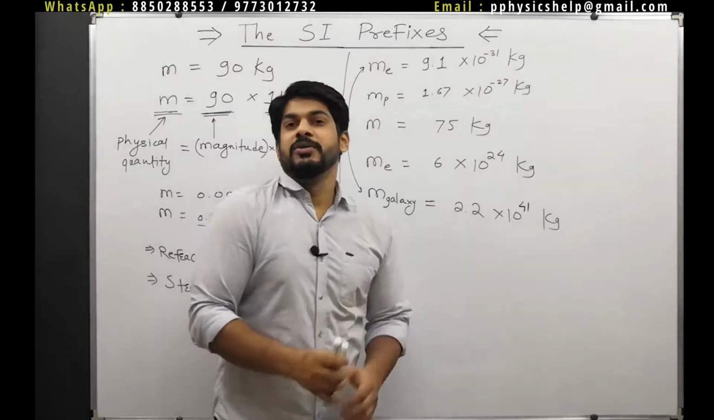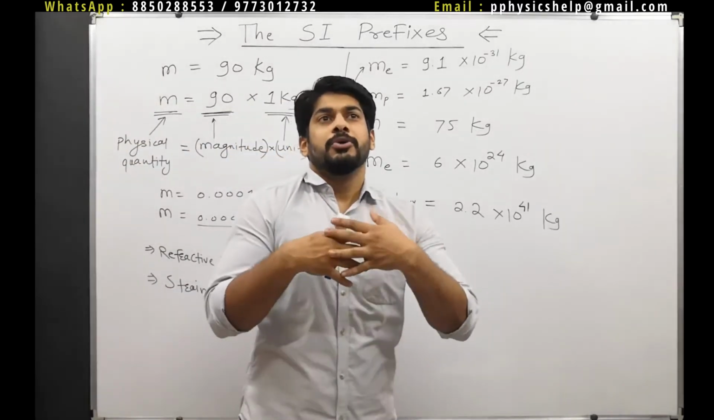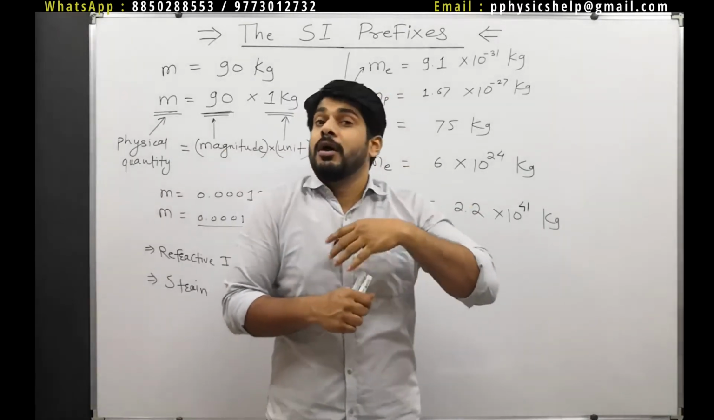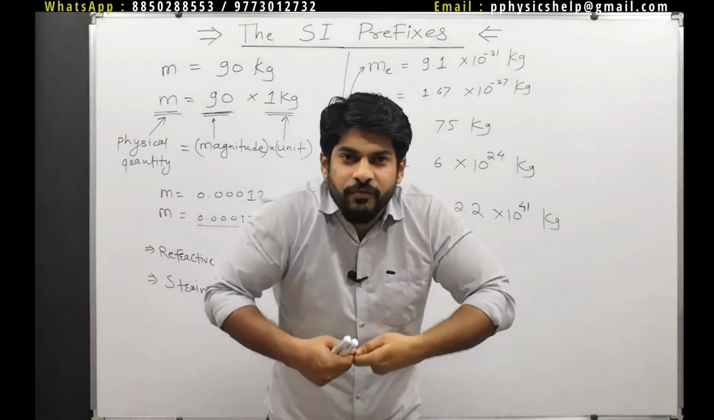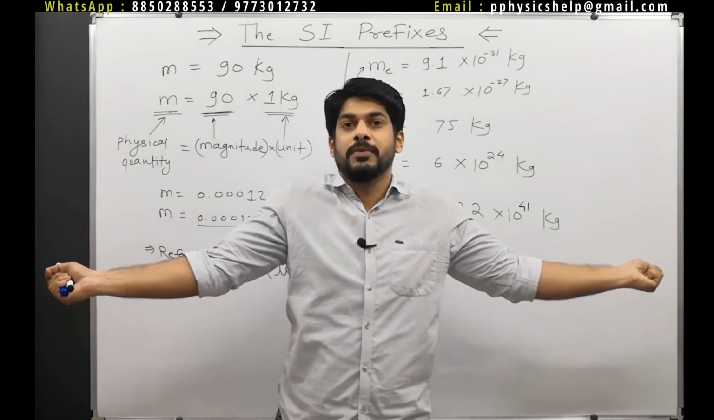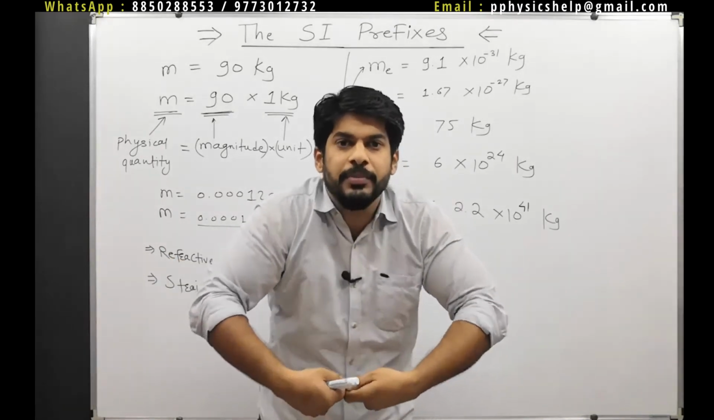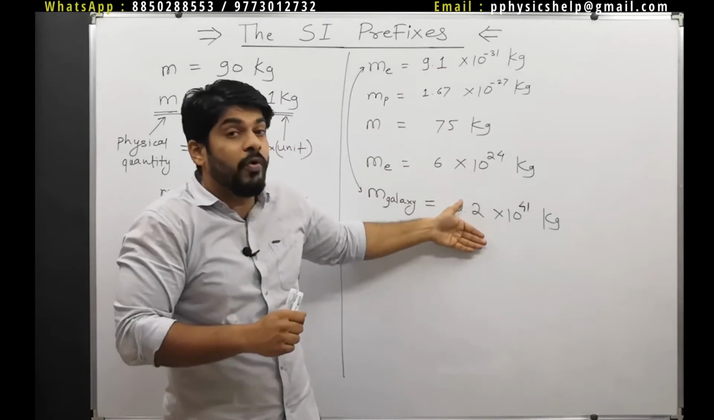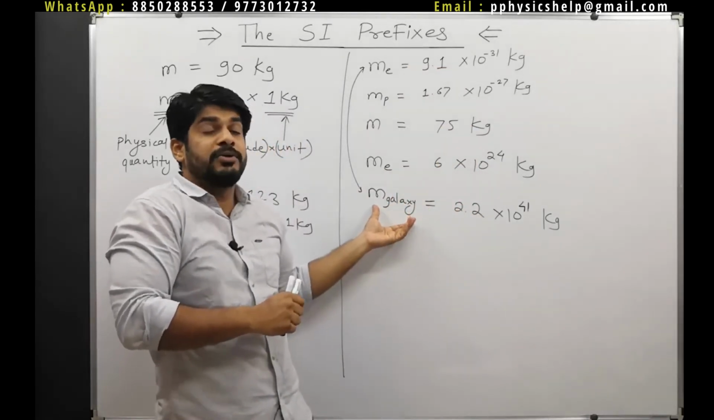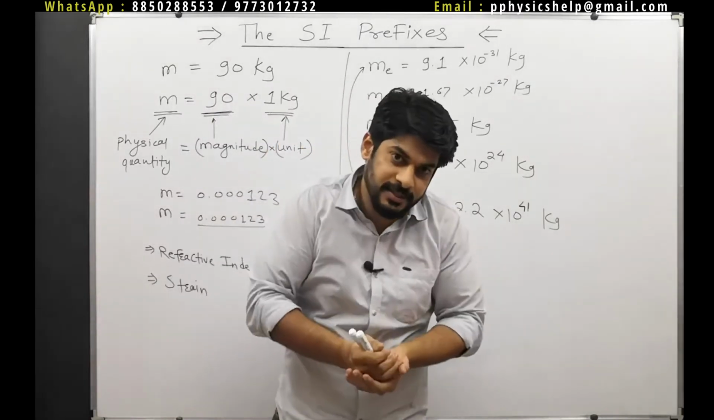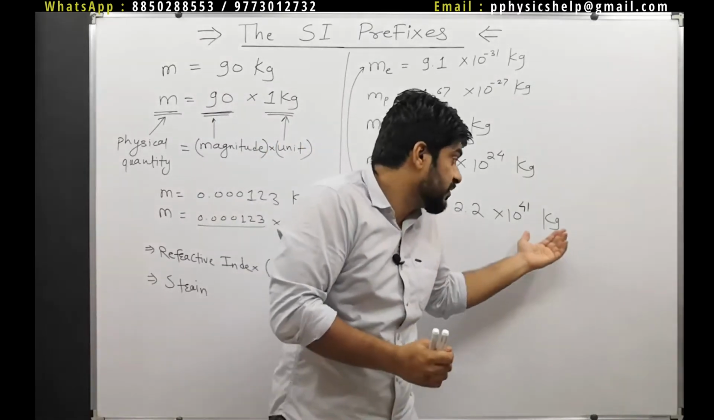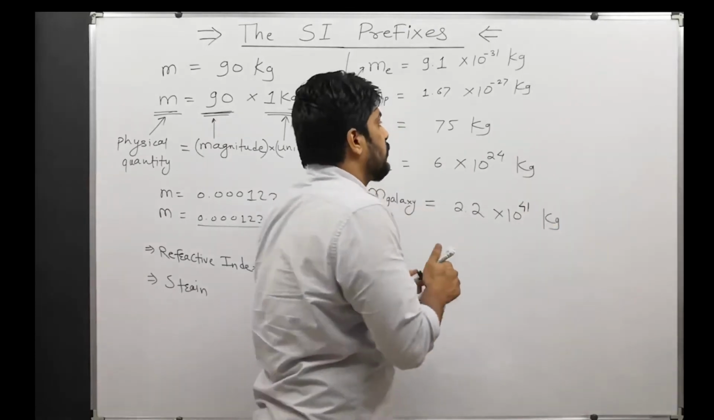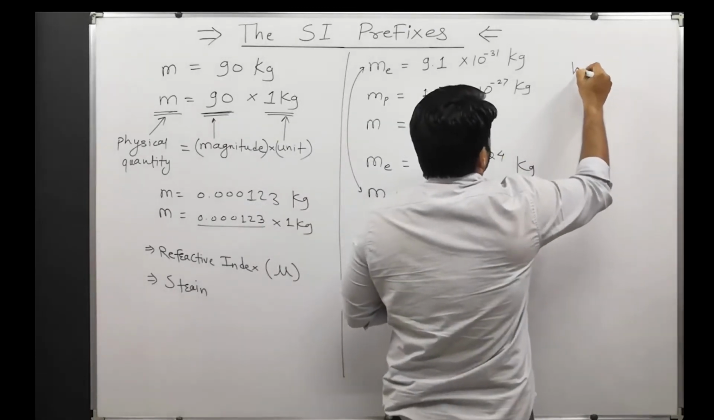So what I'm trying to tell you here is that the magnitude of any given physical quantity, like mass, may have a very wide range of values. Over here, you can see how wide. This is just one galaxy. I have just talked about one galaxy. Imagine the universe, how big this number would be. So in fact we can say there is a very wide range for any physical quantity.